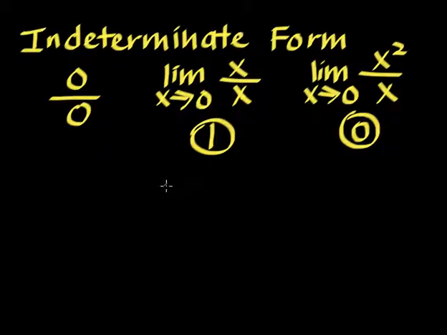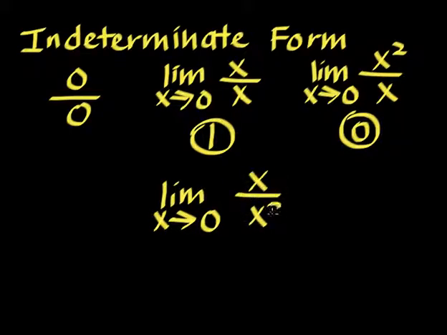And I also have a third example just for fun. So we have the limit as x approaches 0, except this time we have x over x squared. Same drill, plug in 0 for numerator and denominator, we get our indeterminate form. However, using basic algebra, we end up with 1 over x, and we know that approaches infinity as x approaches 0.